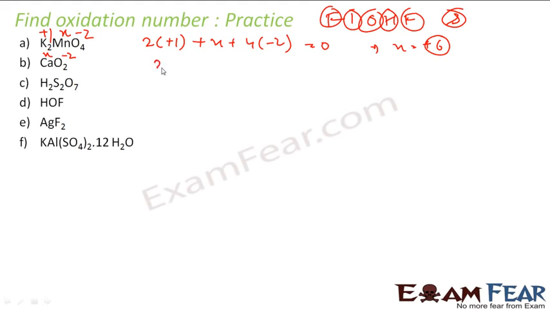This becomes 2 into minus 2 plus for calcium it is X, has to be equal to 0. So X comes out to be plus 4. Is it correct? No, it is not correct. Why? Because for oxygen we can't blindly apply minus 2, right? There is an exception that oxygen is minus 1 in case of H2O2 kind of thing. So oxygen is minus 1 here. Correct?